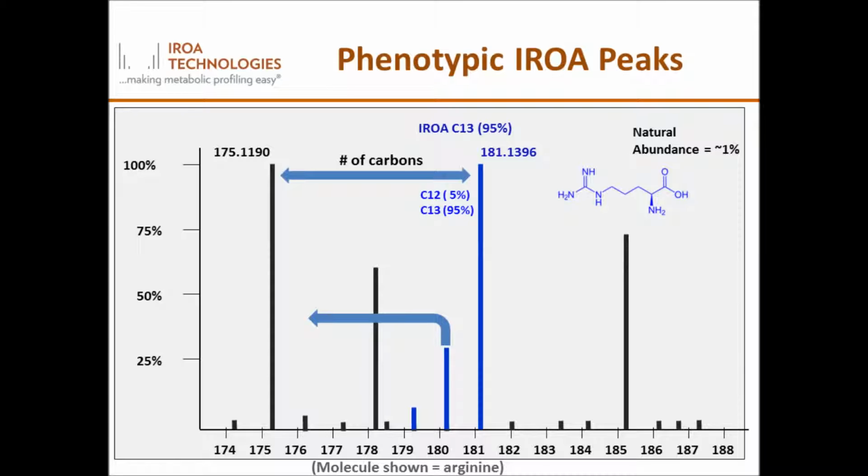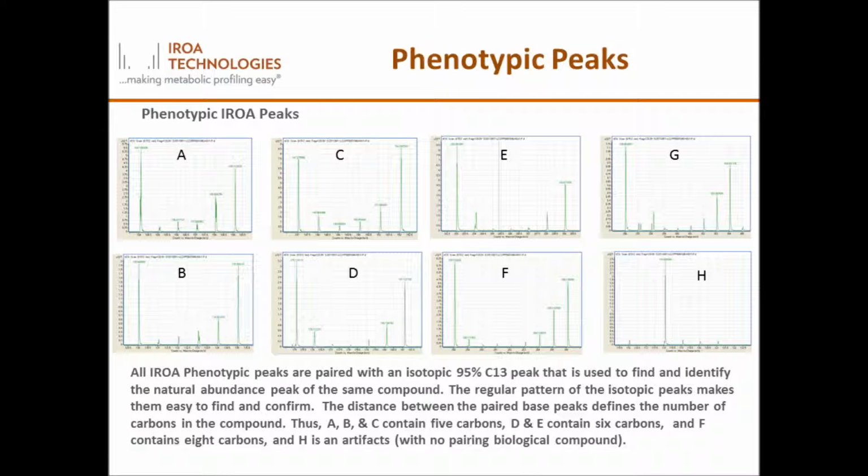Using an IROA labeled standard, all of the peaks may be identified according to the presence of their characteristic M-1 peaks. The natural abundant peaks corresponding to each standard peak may be readily identified because even though they do not carry an isotopic labeling, their exact mass and position are established relative to the standard. The distance between the paired base peaks defines the number of carbons in each molecule.